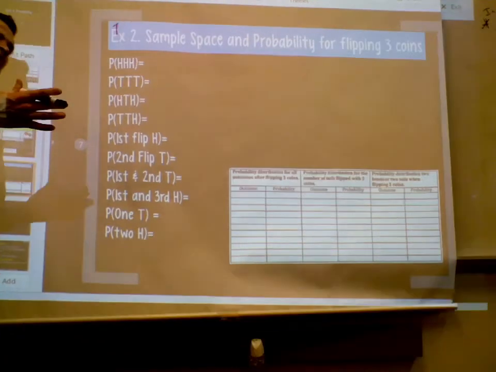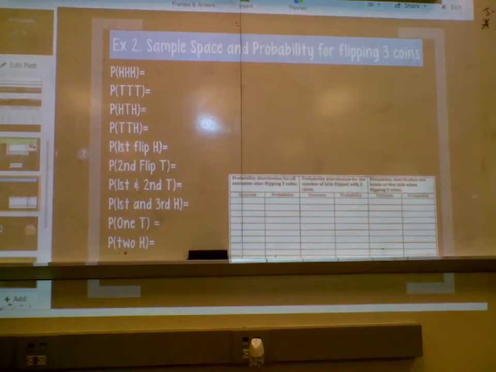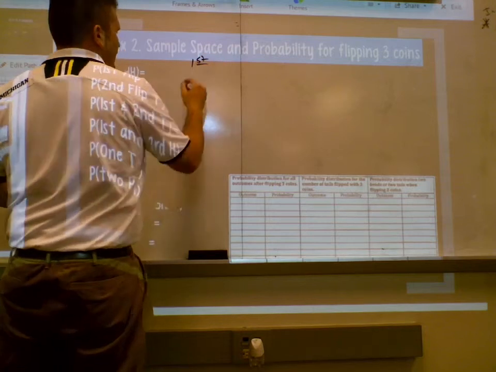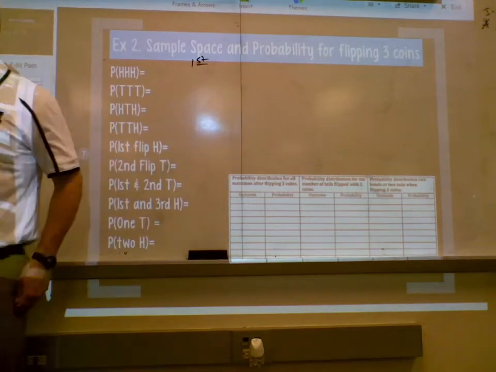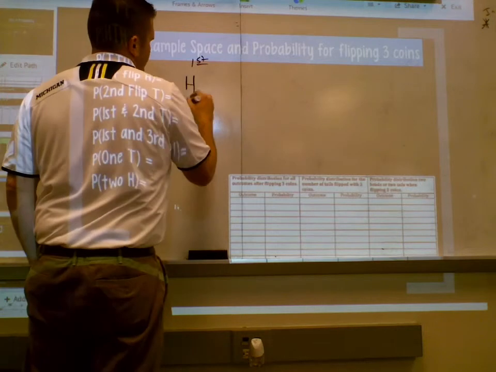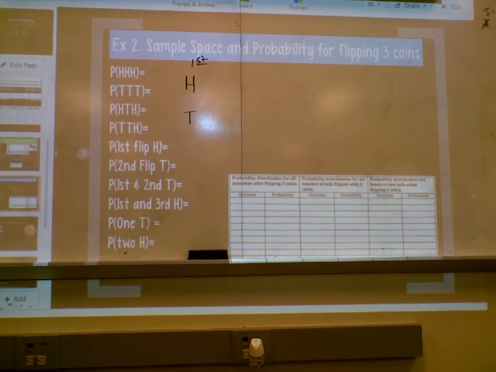The way we can draw the sample space for this is something that's called a tree diagram or a flow chart. It all depends on what you want to call it. But my first coin. Okay, I'm going to flip my first coin. What are my 2 outcomes? Heads or tails. Those are my 2 outcomes, right? First coin is heads or tails.